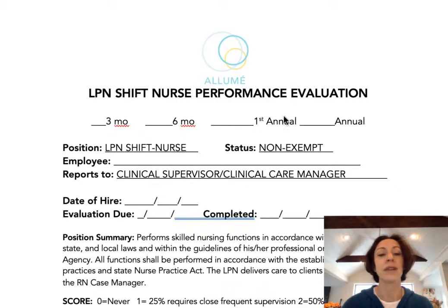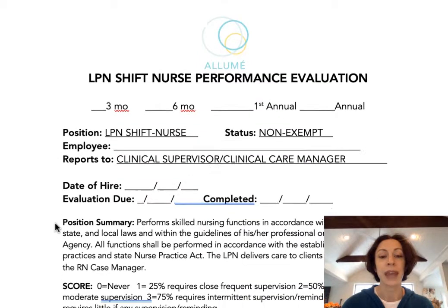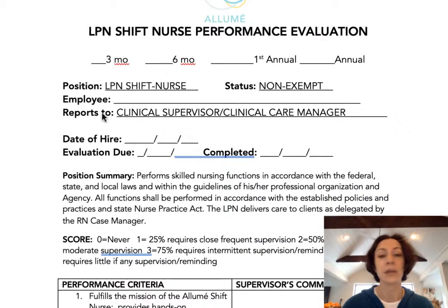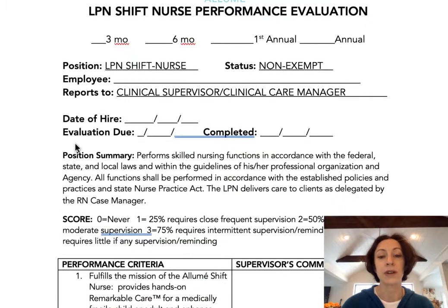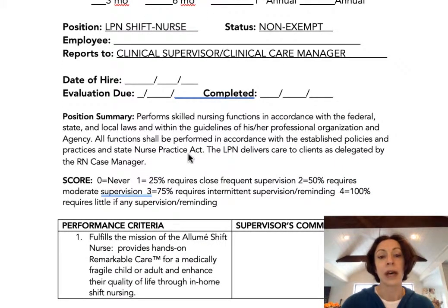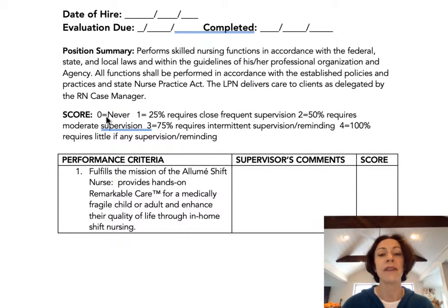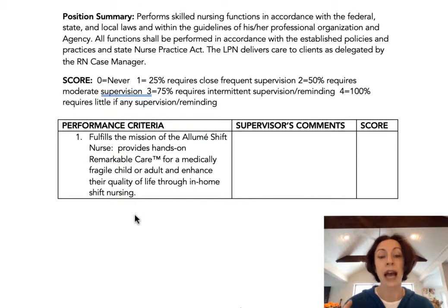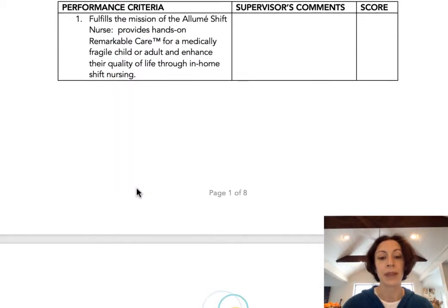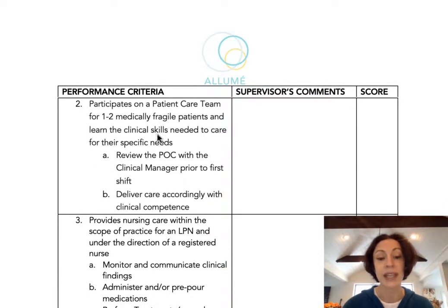So we'll denote whether it's your 3-month, your 6-month, first annual, or ongoing annual. And it'll include who it is that you report to, the date of your hire, and your evaluation date. So we here have a 0 to 4 score, and the performance criteria here aligns with the functions that are in the job description of a shift nurse. And so they are exactly what you would see there.